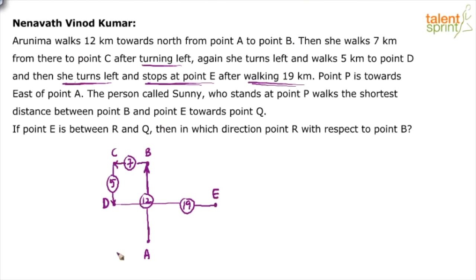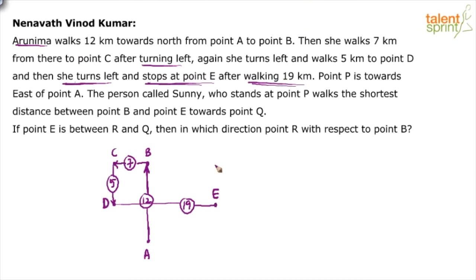So this is the track. This is what we have traced with respect to Arunima. She starts from point A, goes 12 kilometers towards north, reaches point B. From there, takes a left turn, covers 7 kilometers, reaches point C. Again takes a left turn, covers 5 kilometers, reaches point D. Now again takes a left turn, covers 19 kilometers to reach point E.